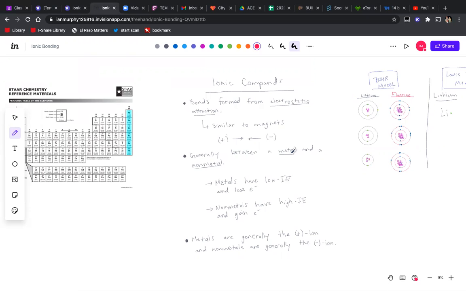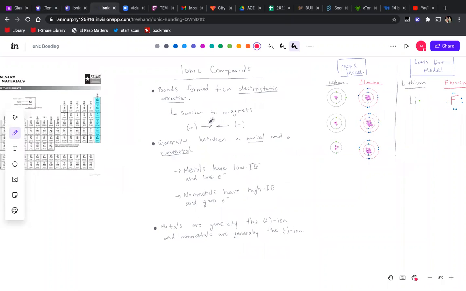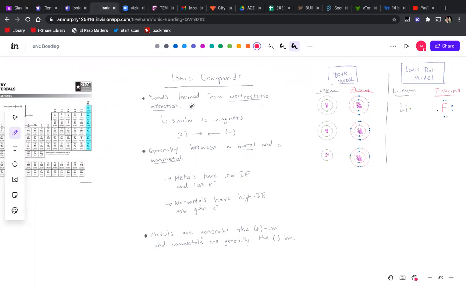What I have here, I basically just wrote down what we have on our notes here. The reason why I did that was so I don't have to keep going back and forth between the tabs. Again, ionic bonds are formed from electrostatic attraction. Remember that's similar to magnets, where we have a positive end and a negative end, and opposites attract, right? So in ionic compounds, it's generally between a metal and a nonmetal, right? Metals generally are the positive ion, nonmetals are generally the negative ion.